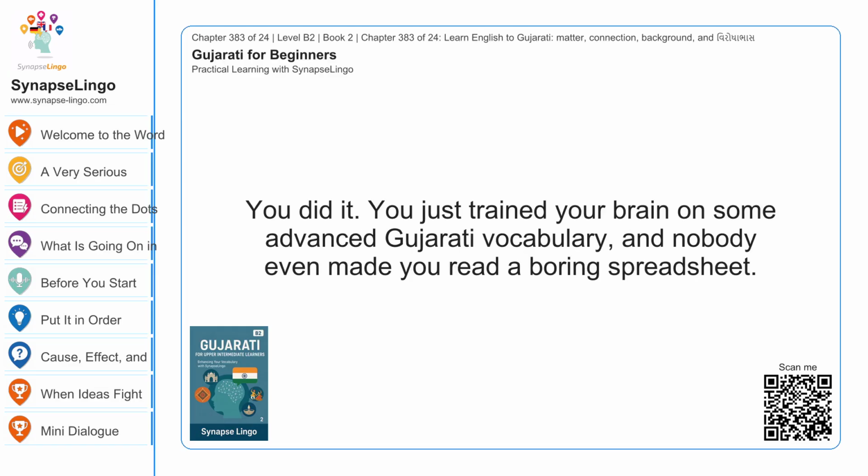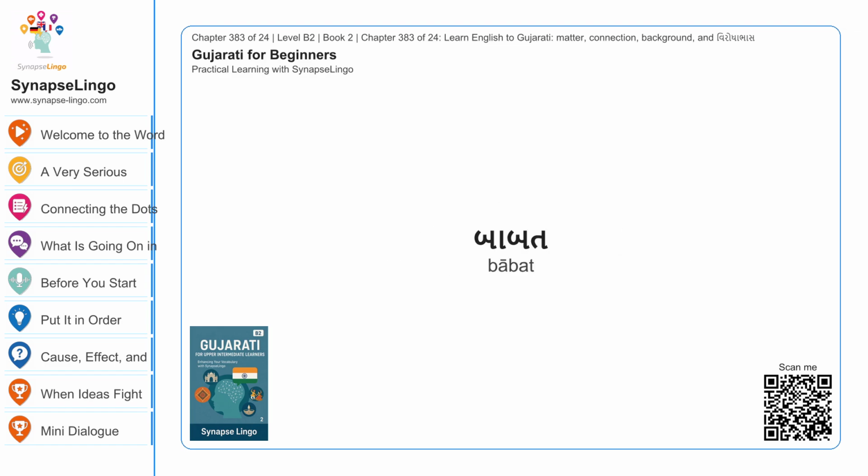Wrap up and keep going. You did it. You just trained your brain on some advanced Gujarati vocabulary, and nobody even made you read a boring spreadsheet. Today you practiced બાબત, સંબંધ, પૃષ્ઠભૂમિ, પૂર્વશરત, ક્રમ, અસર, પરિણામ, and વિરોધાભાસ.